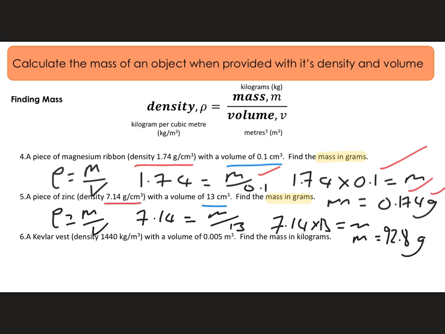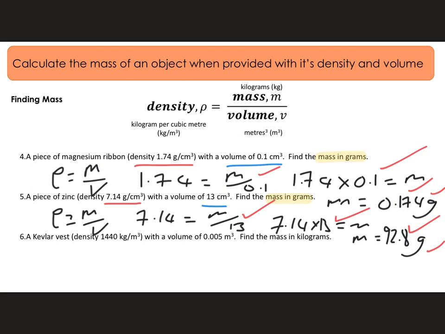Running through here to get the marks, we get a mark for substituting correctly, so 7.14 is m over 13, or mass over 13. Then rearranging, 7.14 times 13 is equal to our mass. The correct answer of 92.8, and then finally the units. So can you give yourself a score out of 4 for question 5, please?